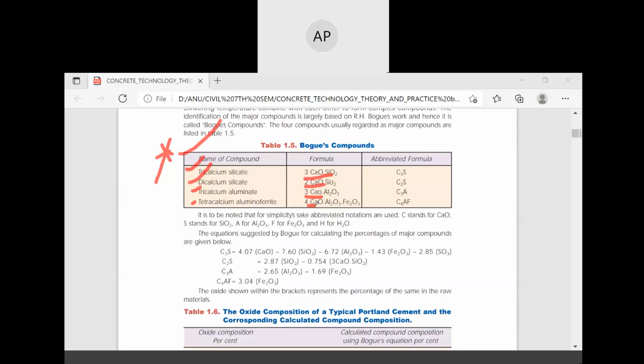Okay, and C3S, these are abbreviated formulas. It is to be noted that for simplicity, shorthand abbreviated notations are used: C for CaO, S for SiO2, A for Al2O3, F for Fe2O3, and H for H2O. The oxides shown within the bracket represent the percentage present in the raw material.